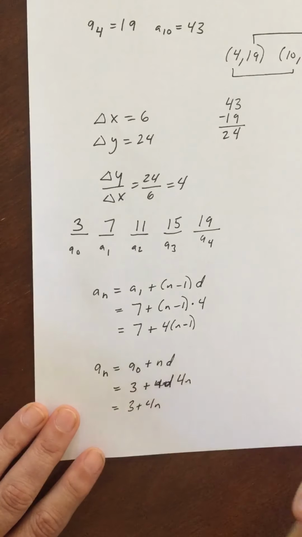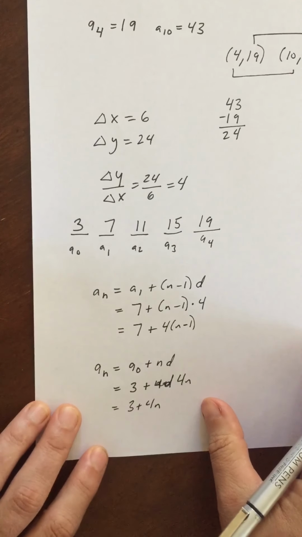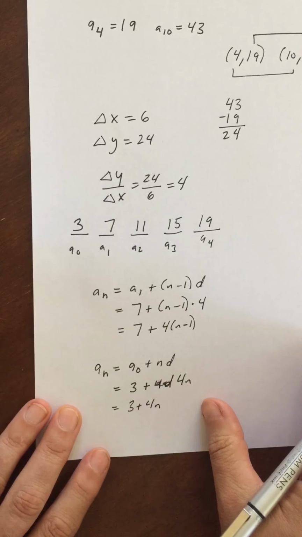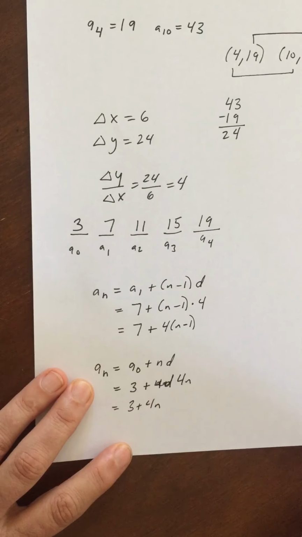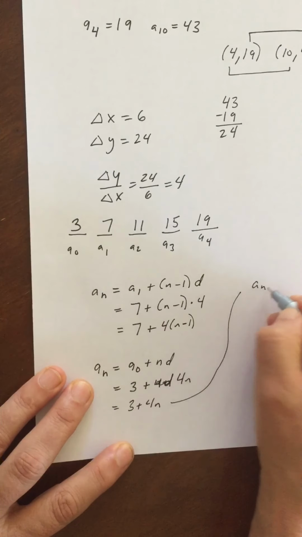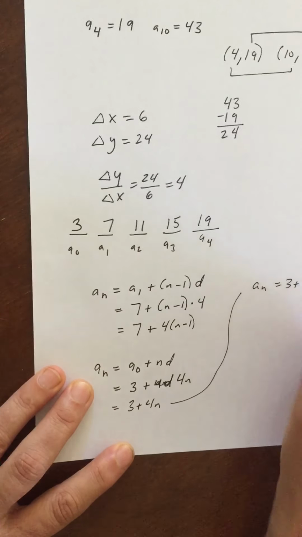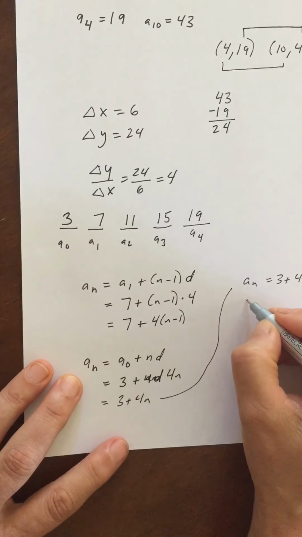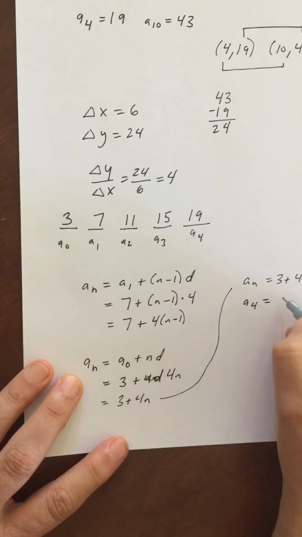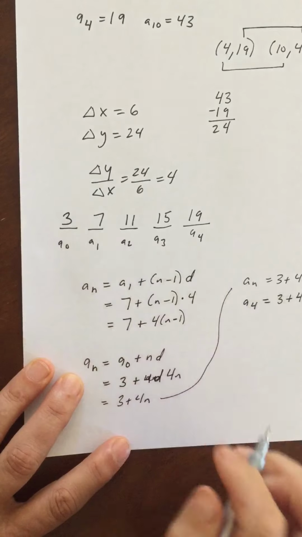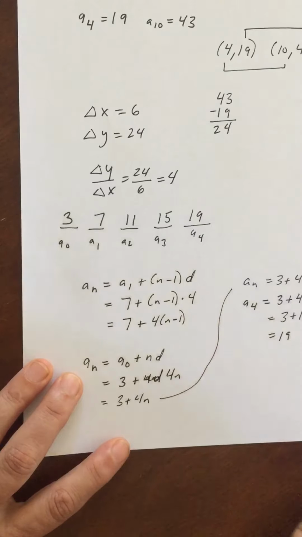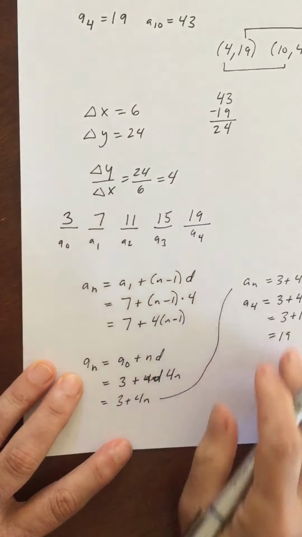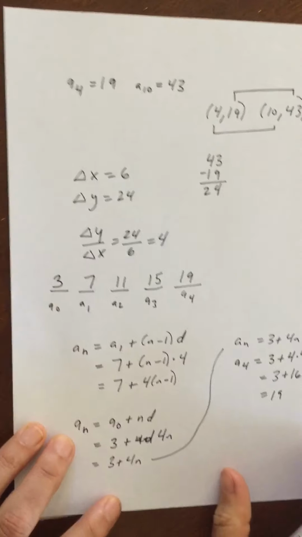If you want to check that a formula works, it's a great idea to plug the points you have back in and see that they give you what you expect. So let me check a sub n equals 3 plus 4n. What would a4 be in this formula? It'd be 3 plus 4 times 4. Remember, n is 4, so I plug that in. That would be 3 plus 16. Good, it's 19, which checks with the initial information of a4 being 19.